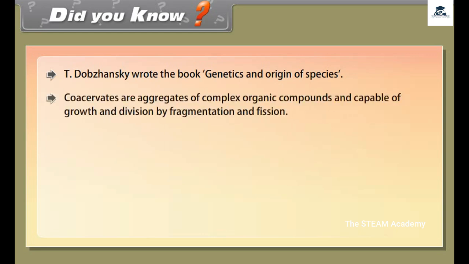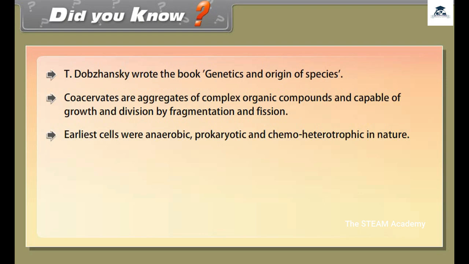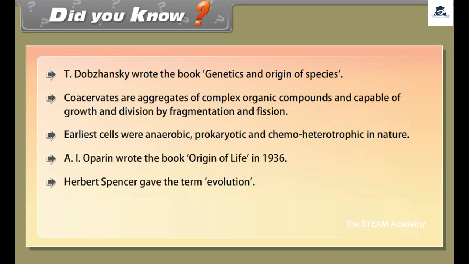Coacervates are aggregates of complex organic compounds and capable of growth and division by fragmentation and fission. Earliest cells were anaerobic, prokaryotic, and chemoheterotrophic in nature. A.I. Oparin wrote the book Origin of Life in 1936. Herbert Spencer gave the term evolution.